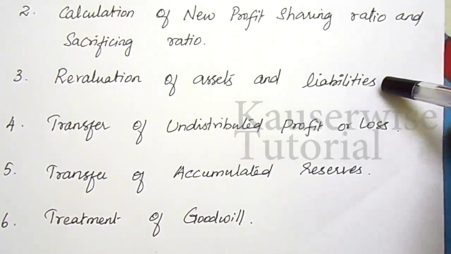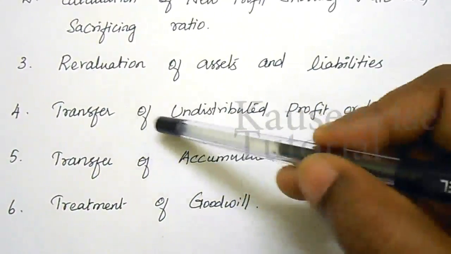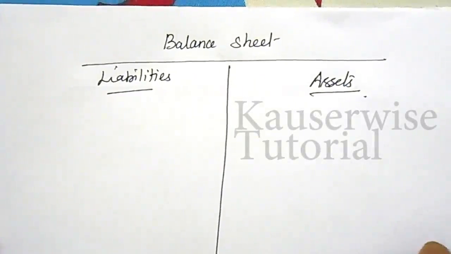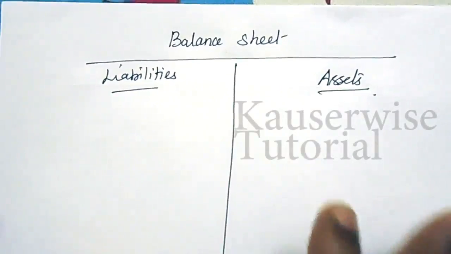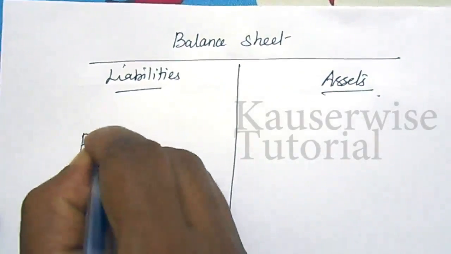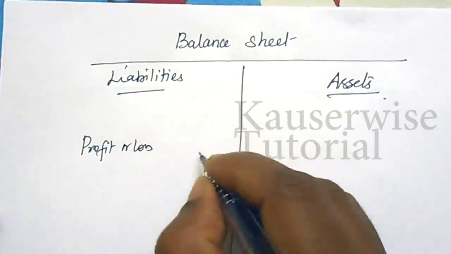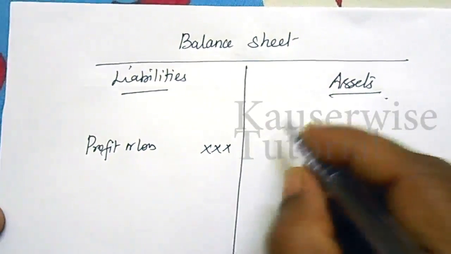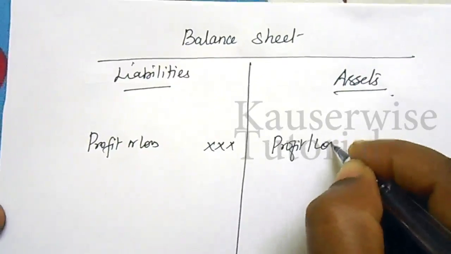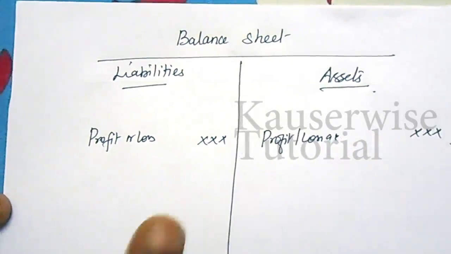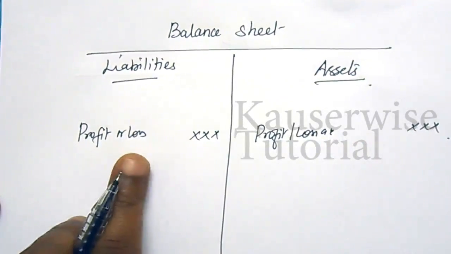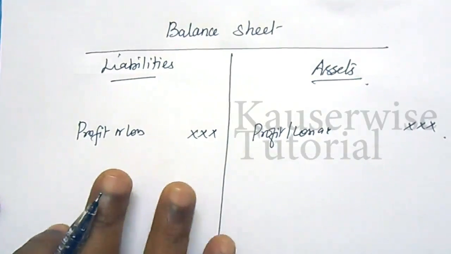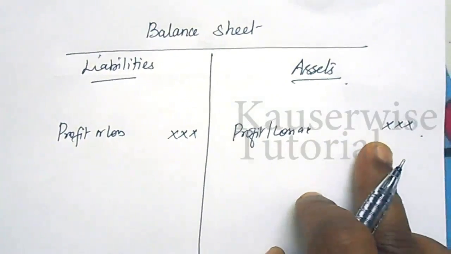Look at the adjustments. The third adjustment is over. Now we are going to see the fourth adjustment, that is transfer of undistributed profit or losses. At the time of admitting a new partner, see the old balance sheet. If you find any profit under the liability side, it is a profit. If you find any profit and loss account under the asset side, it is a loss. So in case of profit, it will be recorded under the liability side. In case of loss, it will be shown under the asset side. This is called undistributed profit, and this one is undistributed loss.